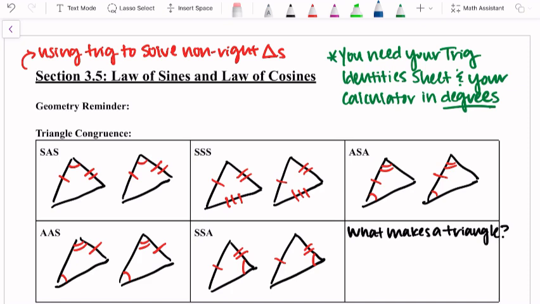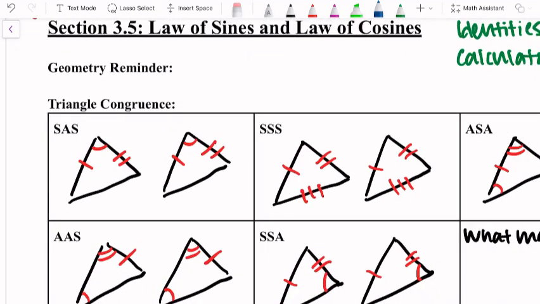For this, we are going to review our triangle congruence criteria that you learned a couple years ago in geometry. Don't worry, we're not doing proofs. We're not even interested in proving our triangles congruent. We're more interested in how these diagrams are marked.